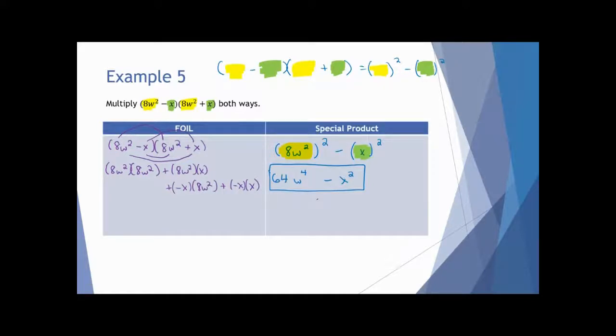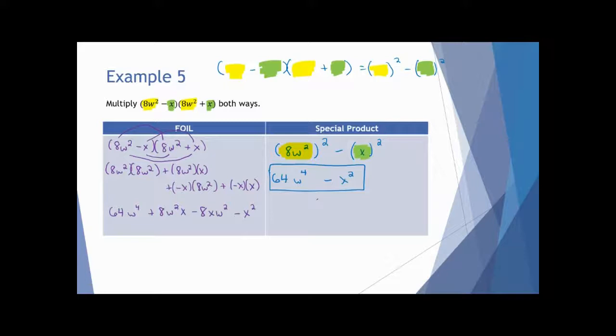So I simplify, I have 8 times 8, which is 64. And a w squared times a w squared. In that case, when you're multiplying those, you add the exponents, you still get w to the 4th. Then I have 8w squared x. Then the next one, the negative gets multiplied by the 8, so that's minus 8xw squared. And then I get minus, because I have a negative x times x, so that's going to be negative, and then that gives me an x squared.